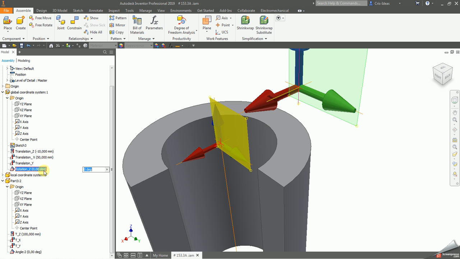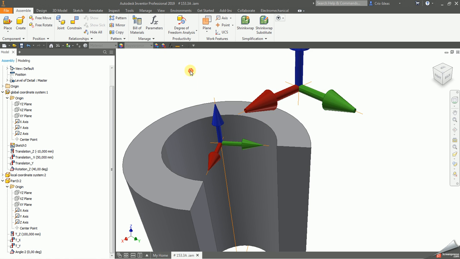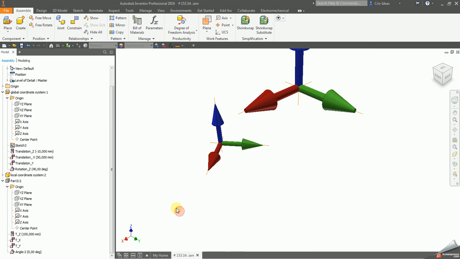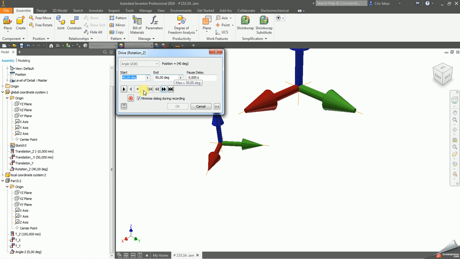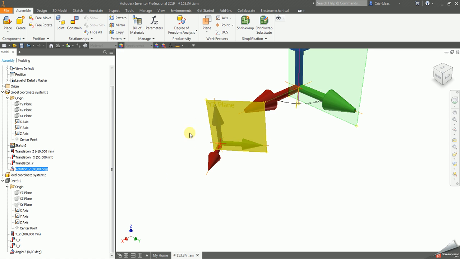I can just present it to you. So let's drive it, and let's see, 40, 50, 0. And you see this rotates, 0, let's say 270. This rotates the system about the z-axis of the main coordinate system. So we got back to 0.